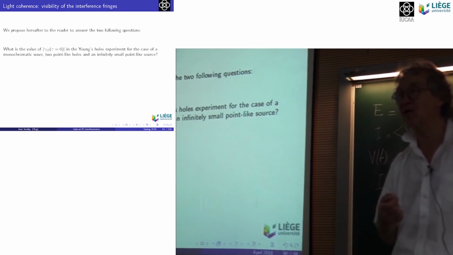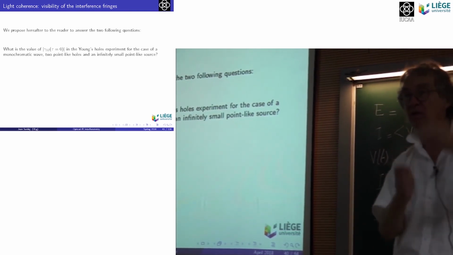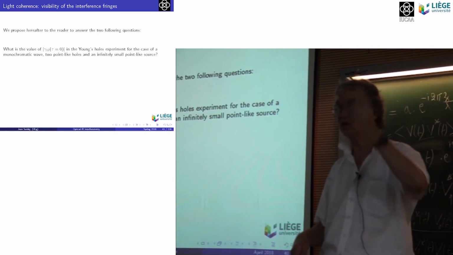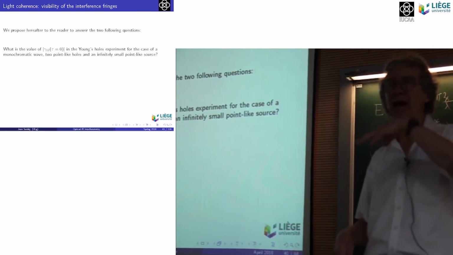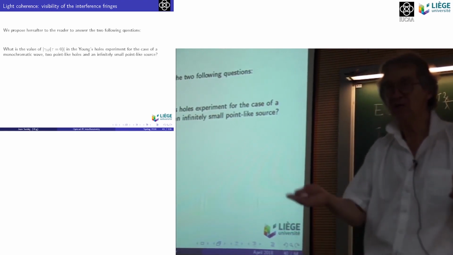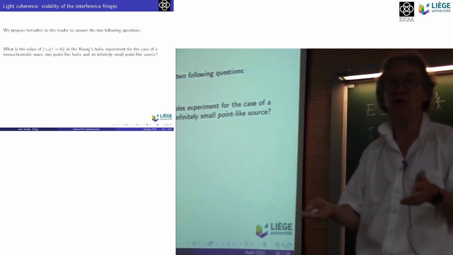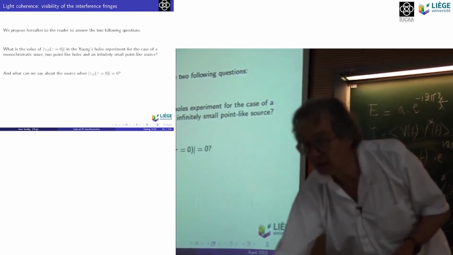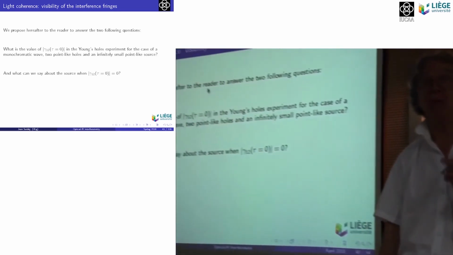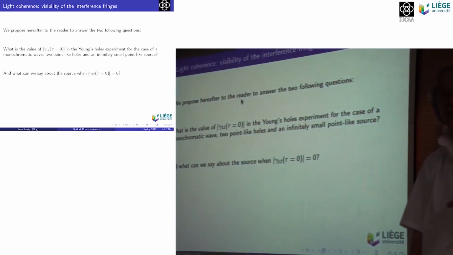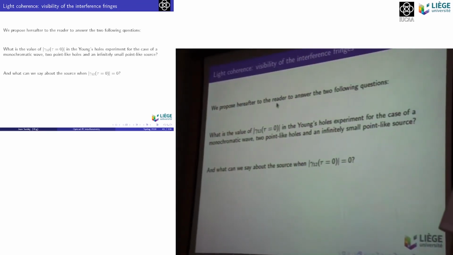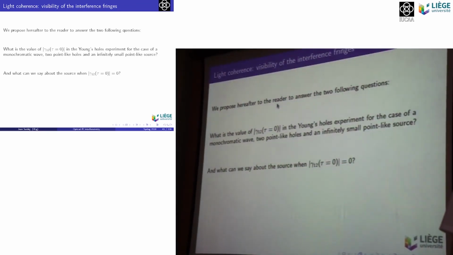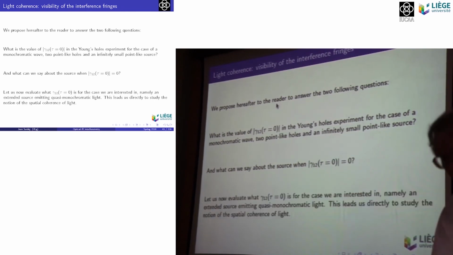It's what we saw yesterday. We were looking at the point-like source with the Young's holes experiment, and we were seeing nice fringes with I max and I min equal to 0. So it means the visibility equal to 1, complex degree of mutual coherence equal to 1. And now, what can we say about the source when gamma 1, 2 is equal to 0? Visibility is equal to 0. It means that we are resolving the source.